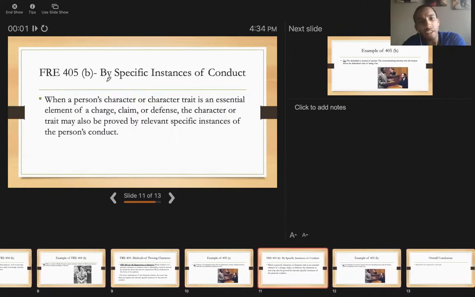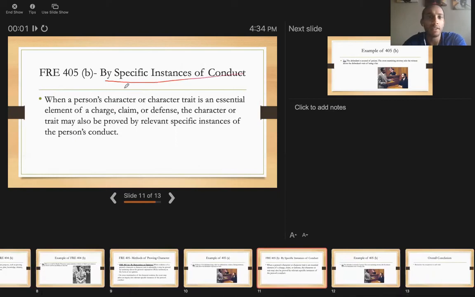So 405B, by specific instances of conduct, can be fairly interesting. When a person's character or character trait is an essential element, that's the biggest thing of this rule. When a person's character or character trait is an essential element of the crime, let's say homicide, or a claim, let's say negligence, or defense, let's say self-defense, the character trait may also be proved by relevant specific instances of the person's conduct. Okay, what the heck does that mean? Let's go to the example in order to find out what this actually means.